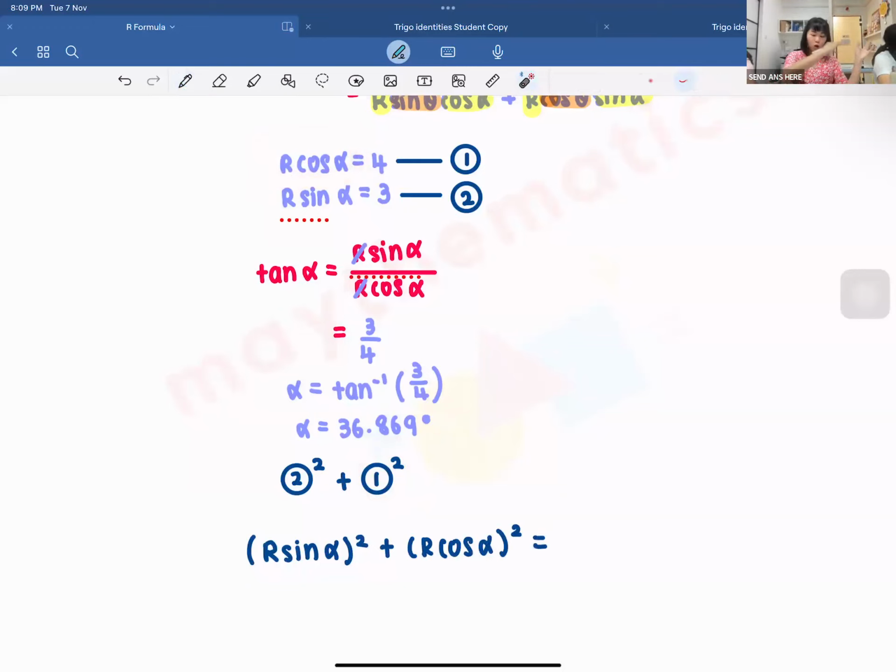Okay, now go to your right hand side. It is 2 squared plus 1 squared also. So you need to take 3 squared plus 4 squared. That's how you write on the other side. 3 squared plus 4 squared. Okay, any part lost? No?